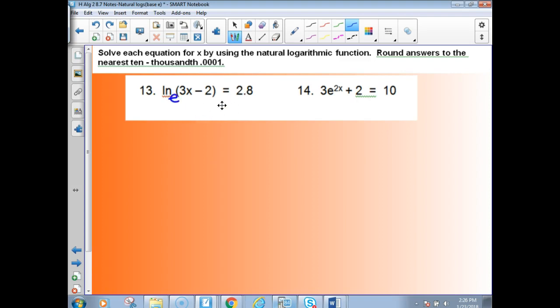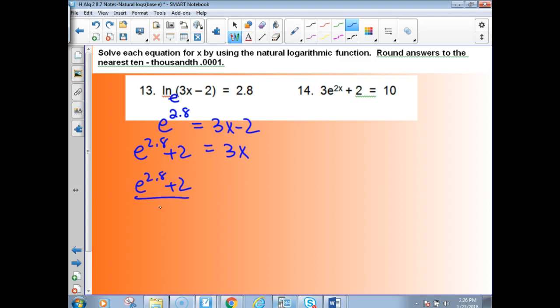Okay? So what's the base? e. So e to the exponent 2.8 is equal to 3x minus 2. This is really easy now because all I have to do is type in e to the 2.8 and then add 2. Then I'm going to divide by 3. So you could type this, e to the 2.8 plus 2 divided by 3. Be careful if you type that.